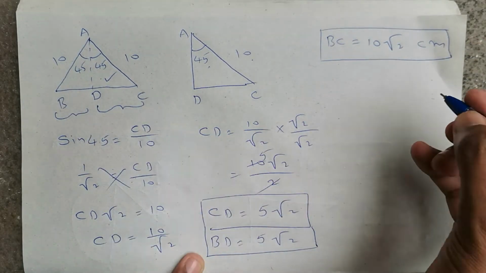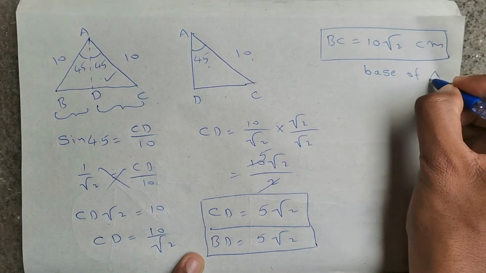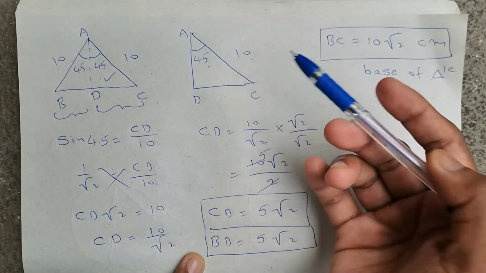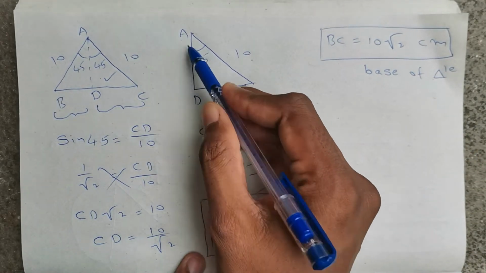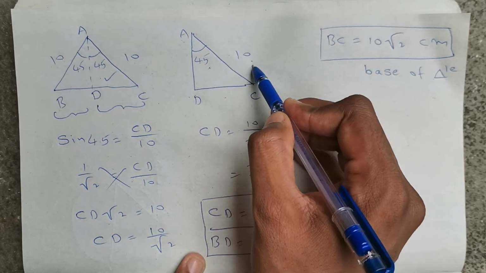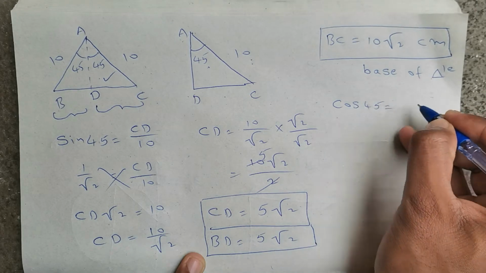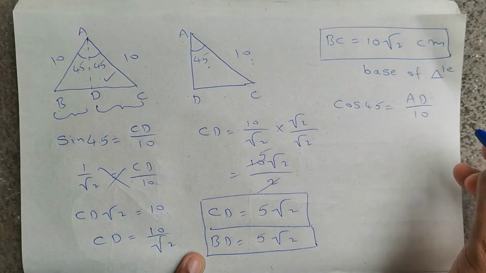This BC is nothing but the base of the triangle. Next, I will try to find this AD. Here 45 degrees is there. This AD will become the adjacent and hypotenuse. So I will take cos. Cos 45 is equal to adjacent AD divided by hypotenuse 10.